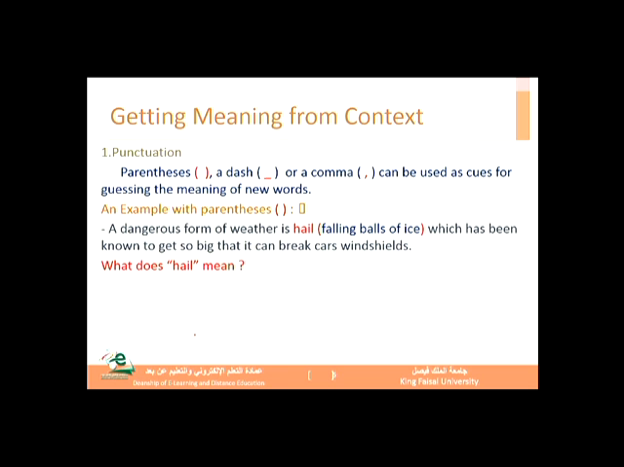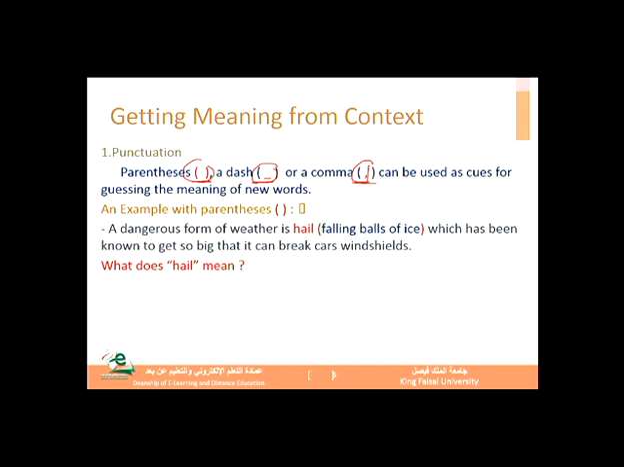We have parentheses here, dash, a comma. These are some examples of what we mean by punctuation. All right, so parentheses, dash, and comma. These can be used as indicators, or let's say the cues that help you identify the meaning of new words.